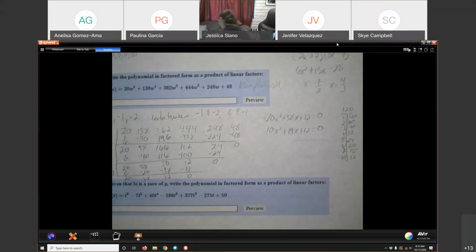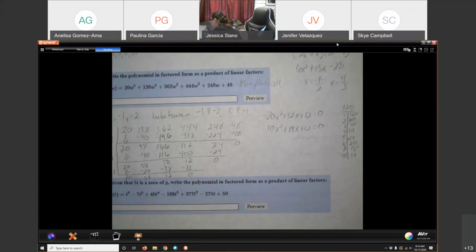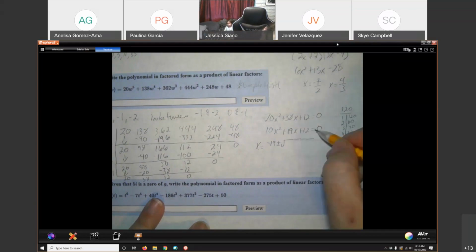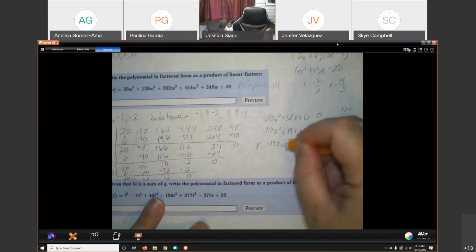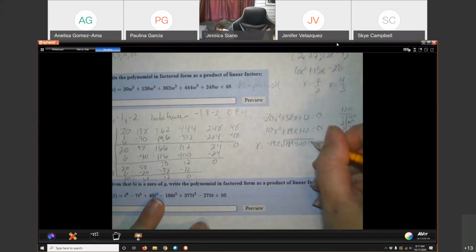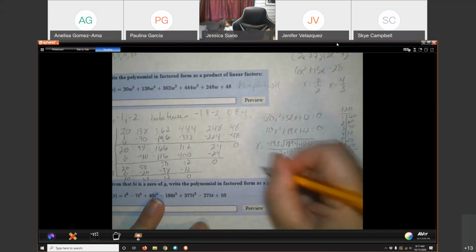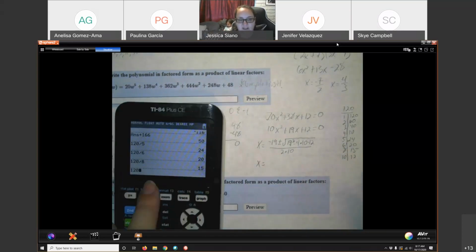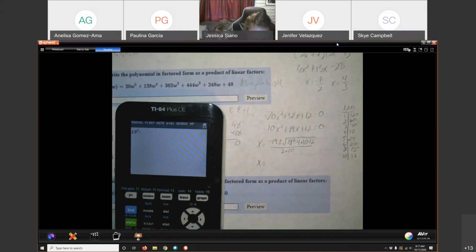So then we'd have to use the quadratic formula. So let's try the quadratic formula. X equals negative 19 plus or minus the square root of 19 squared. Why did I write 12? 19 squared minus 4 times 10 times 12 over 2 times 10. Okay. So that was me checking factors of 120. So then 19 squared minus 4 times 10 times 12.